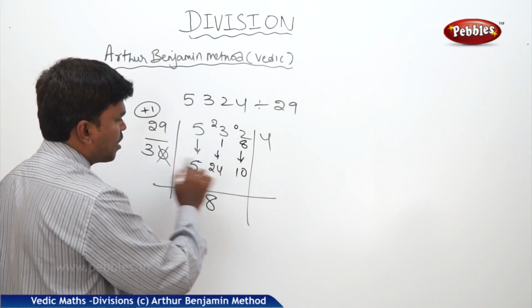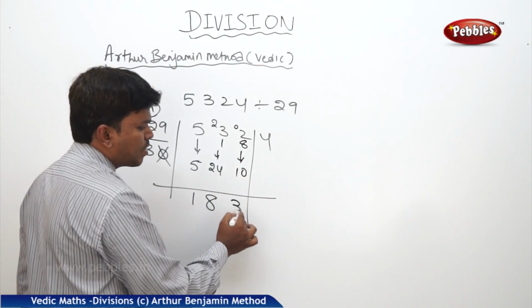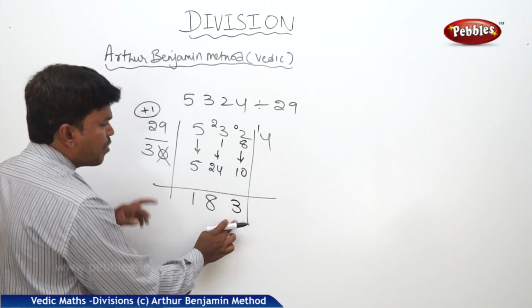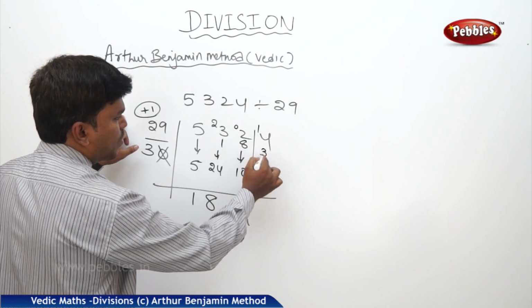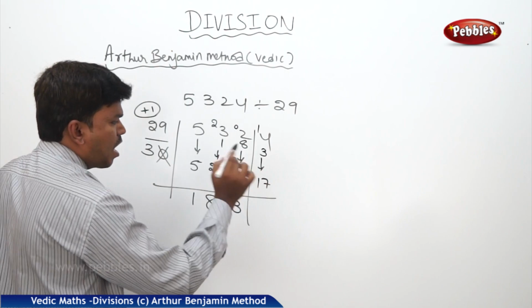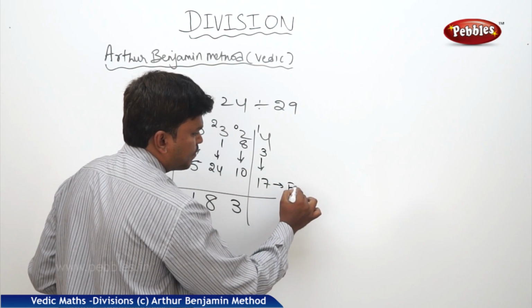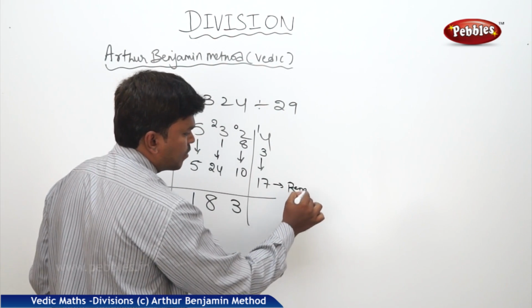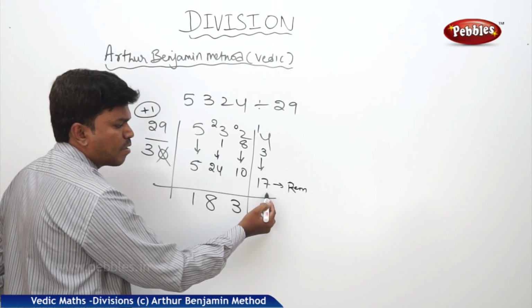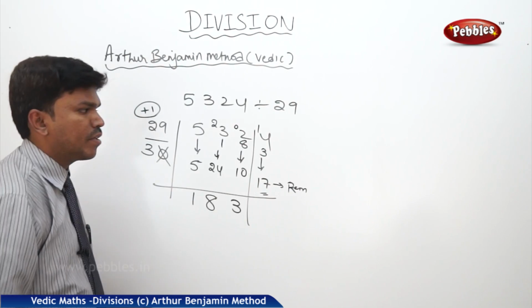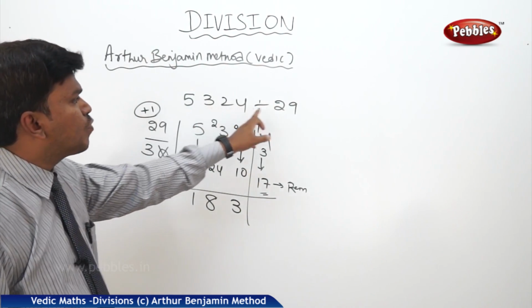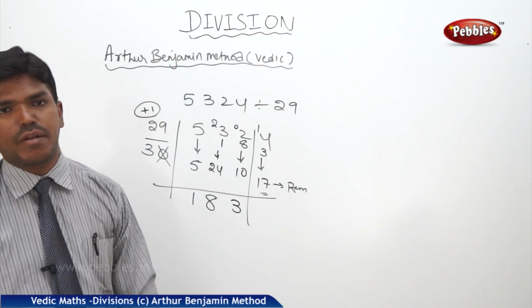2 plus 8, 10. Again 3, how many times does it go? 3 3s are 9. 1 remainder. 3 into 1, add it to the next number. 14 plus 3, 17. Now this is my final remainder. Here, this is the place where I will get the final remainder. So when I divide 5324 by 29, 17 will be my final remainder.